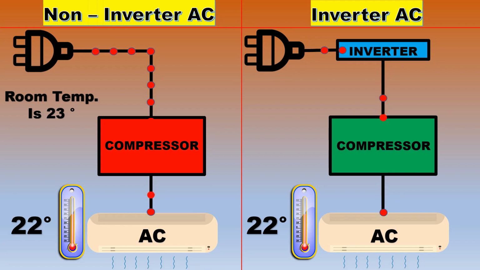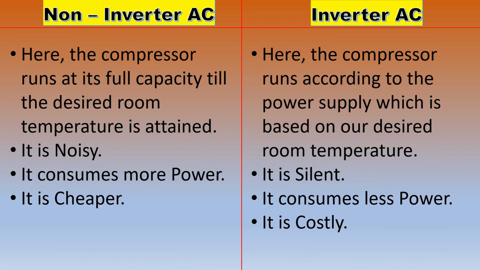Here the thing which should be noted is that the compressor does not work with the full capacity and only the required power is supplied to it, and it will remain continuously on, unlike non-inverter AC where the compressor keeps on switching on and off. Now we'll see a few differences between both this non-inverter and inverter AC.